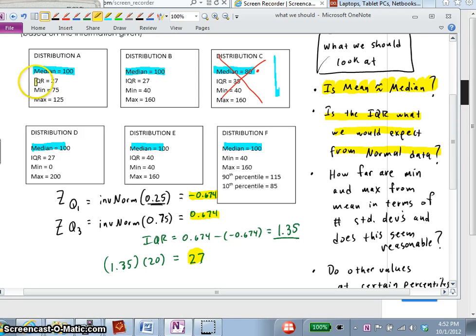Okay, so for each distribution. Distribution A, it's true. Distribution B, it's true. D, it's true. E, it's not true. So that's a knock against distribution E, that the IQR does not seem to be what it should be. It seems quite a bit too wide. So that may knock E out of contention for being modeled with a normal model. And then distribution F, we actually don't have information about the IQR. So right now I'm a little skeptical about distribution E. I've eliminated C, so we'll move on from there.